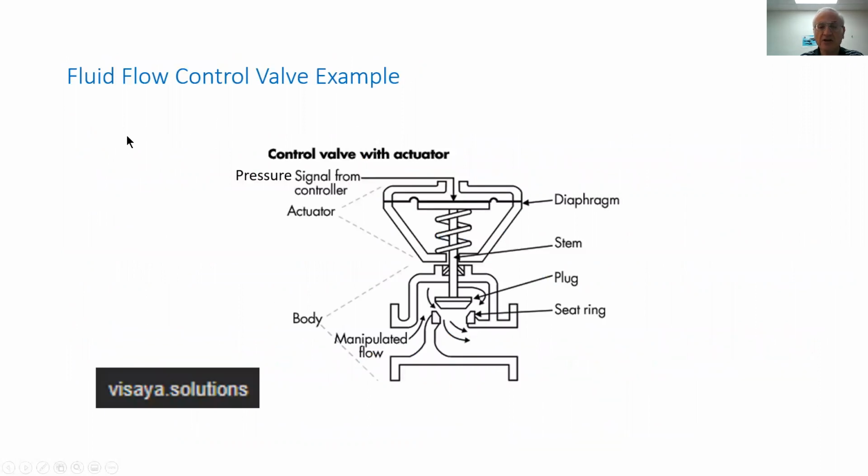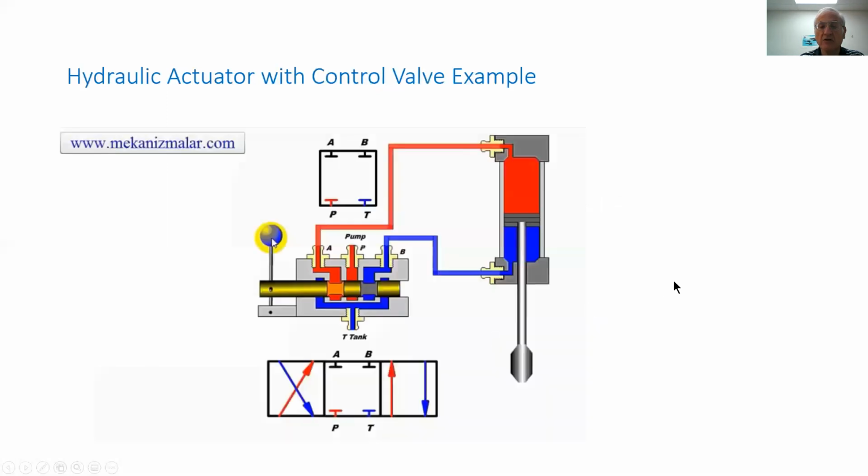We'll see here an example of a fluid flow control. The signal comes in from the controller, and it controls the diaphragm set against a spring, which then would monitor the position of the stem to open and close the seat over here, which allows flow to go from inlet to outlet.